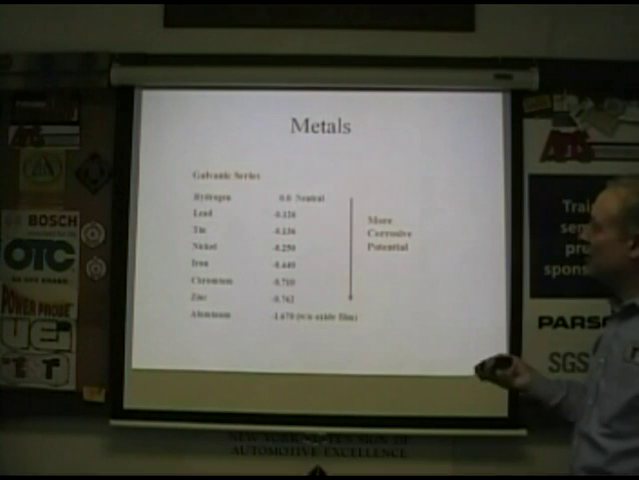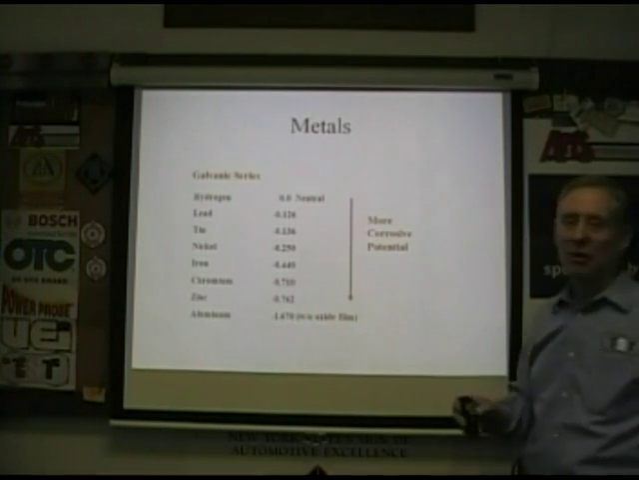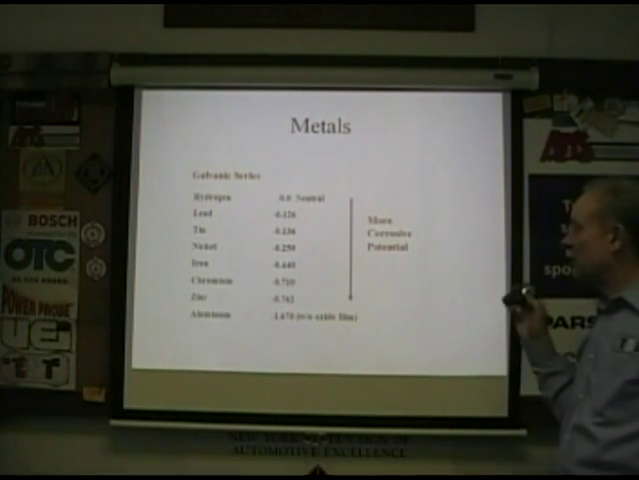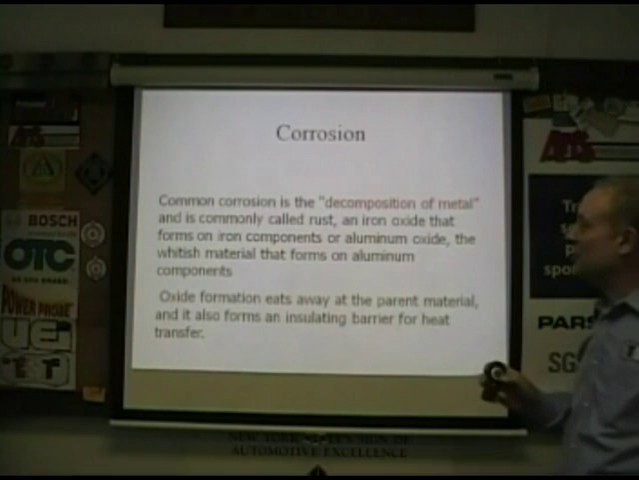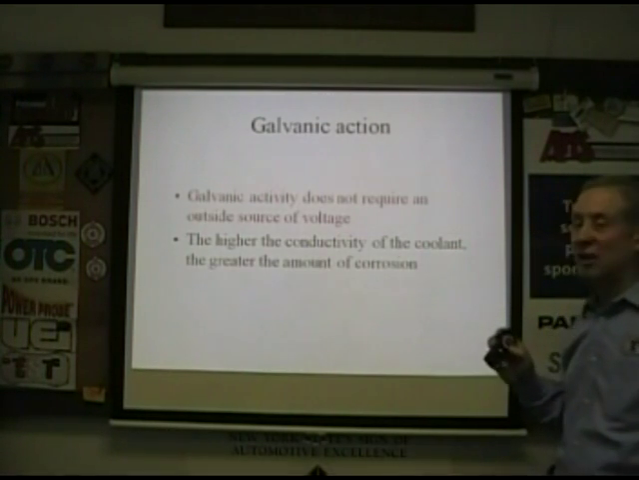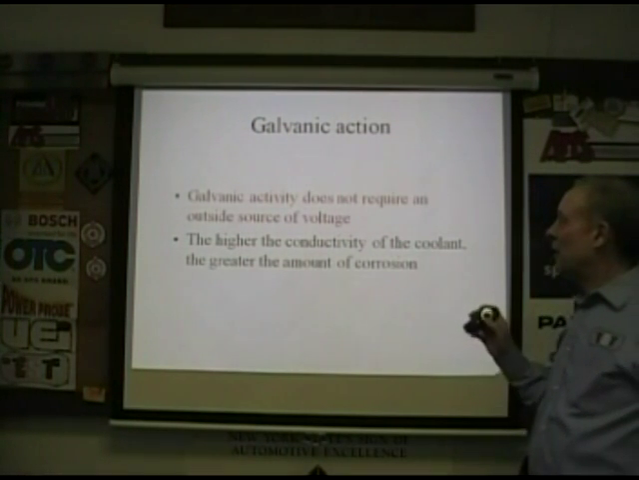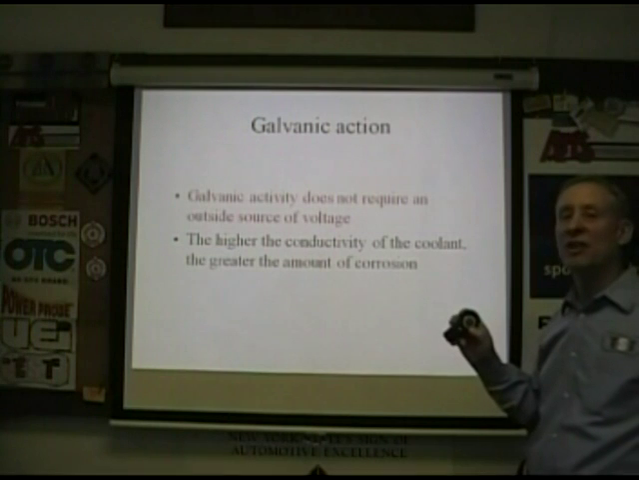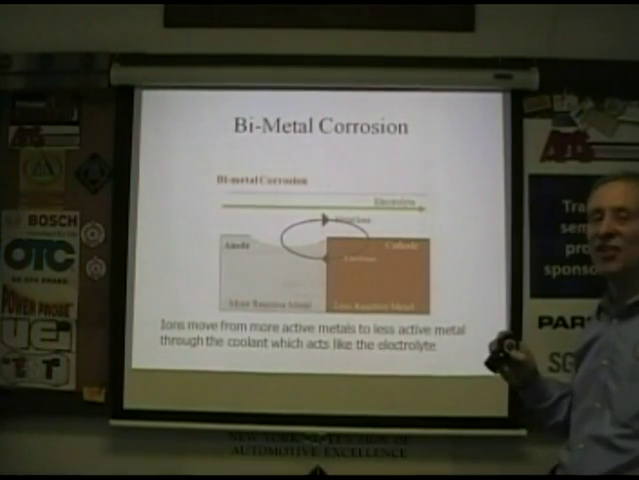This shows the chemical reactions between different metals. Again, we don't really need to know this other than to understand that it happens. Corrosion is the decomposition of a metal. Again, we all kind of know this stuff. Galvanic action doesn't need outside electricity, and it's chemical in nature. It's a chemistry issue, whereas electrolysis is an action issue.